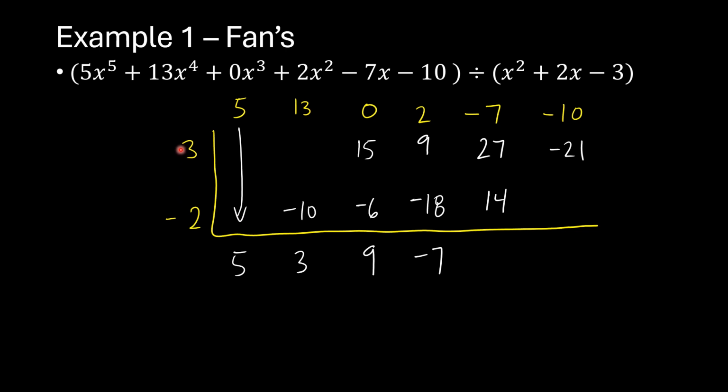Notice that on the side here, the divisor has 2 numbers. So here there would be 2 numbers. -7 plus 27 is 20. 20 plus 14 is 34. -10 minus 21 gives us -31.